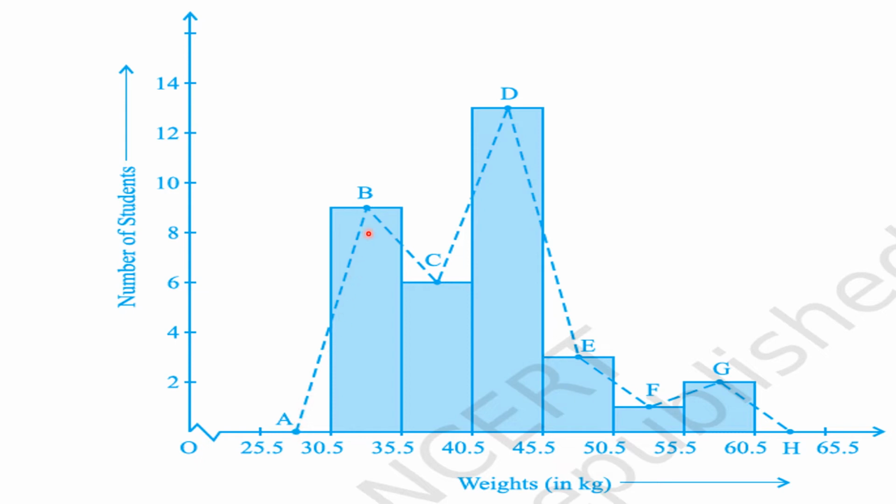So we have to join these points by line segments AB, BC, CD, DE, EF, FG, GH by dotted lines. Please remember this point, my children. We have to use dotted lines to join these midpoints of the rectangles. Understood this point, my children? With the help of the histogram, we have drawn the frequency polygon. This dotted line graph denotes the frequency polygon of the given frequency distribution. Okay, my children, understood this point?